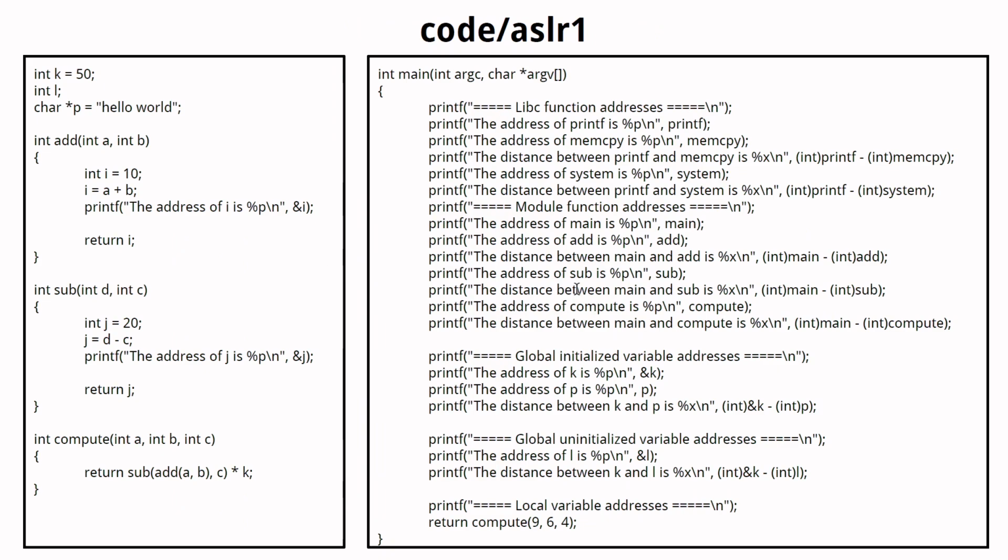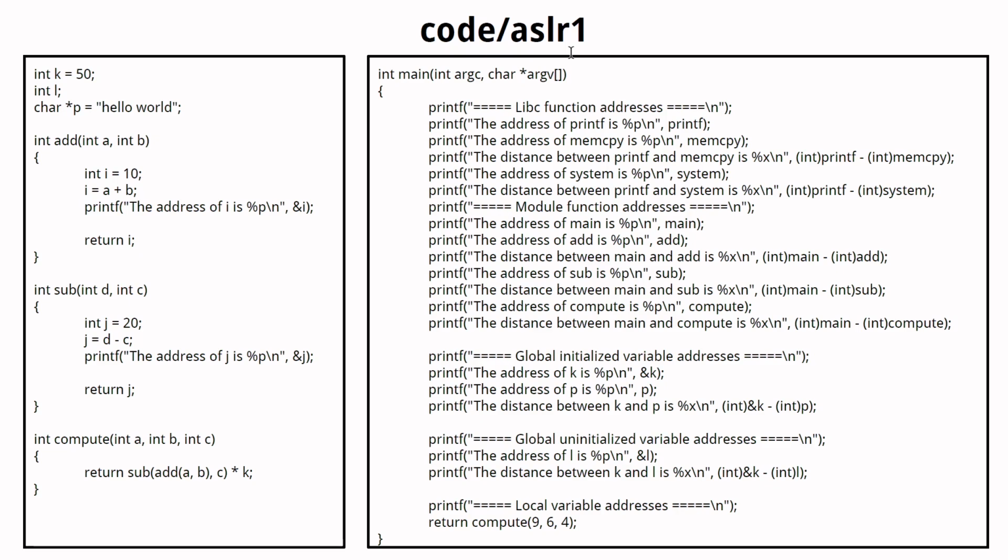So this is a first example. We are going to say this is address space layout randomization example 1, and the main function just prints out the address of everything here. We have 3 global variables, k, i, also a pointer p. Then we have 3 functions, add, sub, compute. Each function has some local variables. The main function just prints out their address.